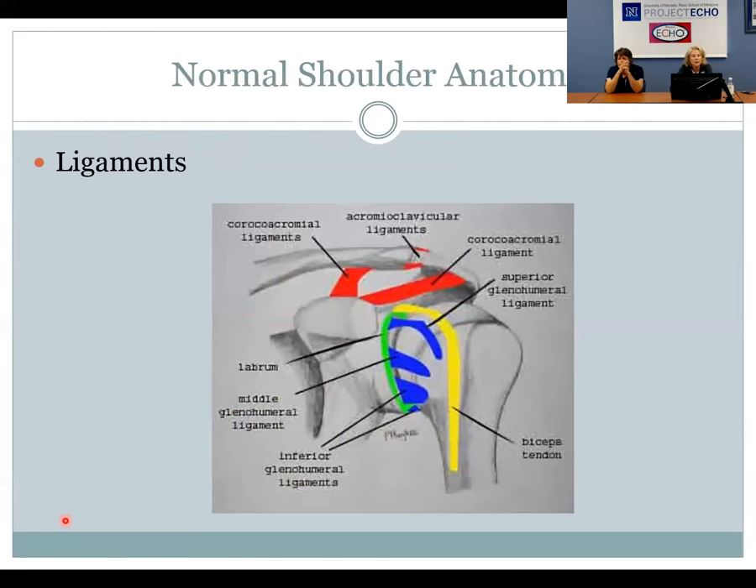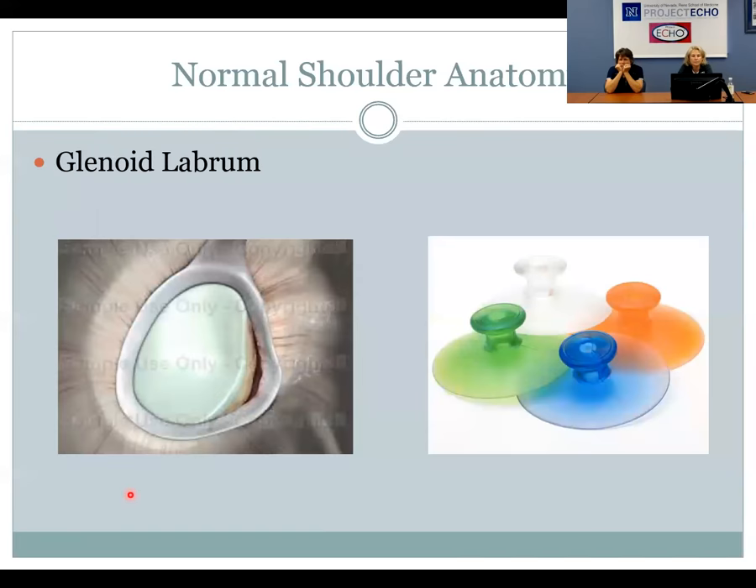So ligaments, the ligaments that you can see here in red, the coracoacromial ligaments, the AC joint ligaments, we're going to see how they are pathological in AC joint sprains a little bit later. The broad ligaments that you see in blue are the glenohumeral ligaments, sometimes involved in instability. They act as check reins to shoulder stability. And then the labrum is seen in green.